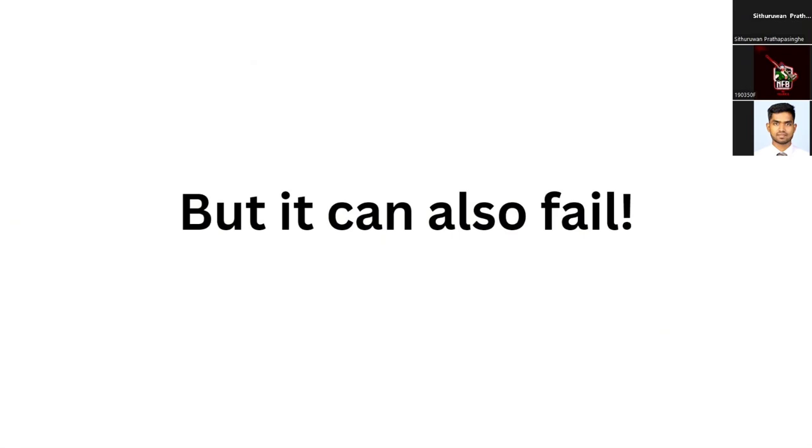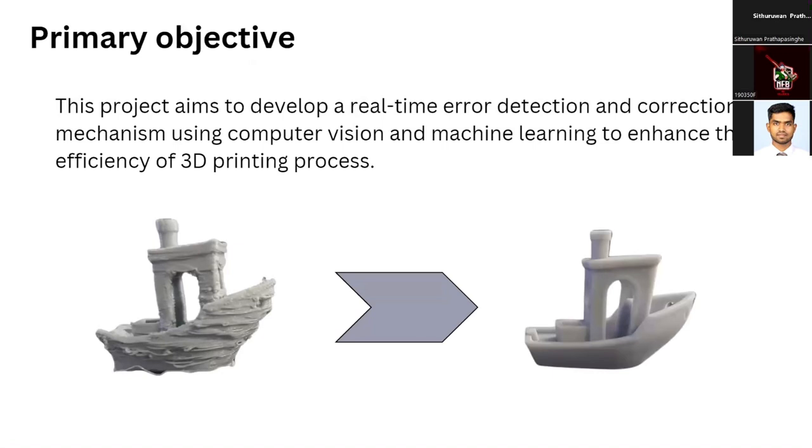Our primary goal is to develop real-time detection of these kinds of issues and a correction mechanism using computer vision techniques as well as machine learning techniques to enhance this process. For example, we can convert this left side model into a smooth, correctly printed model on the right side. So that's the primary goal.